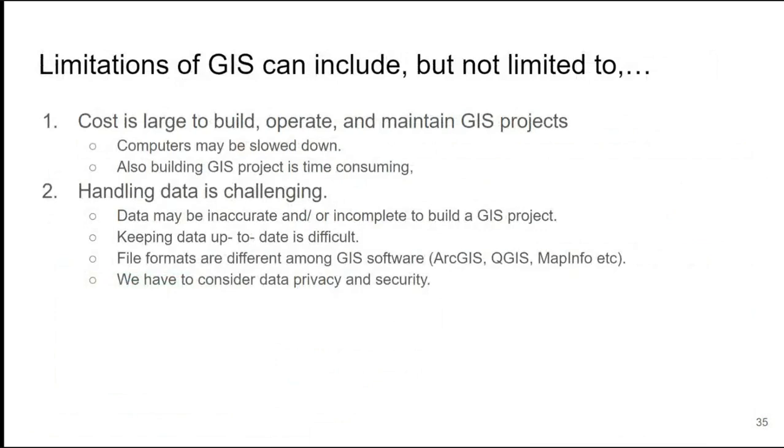Since GIS is a very broad term, there are tons of both pros and cons. However, there are main limitations of GIS. So, cost is large to build, operate, and maintain a GIS project. Computers may be slowed down, and also building a GIS project is time consuming.